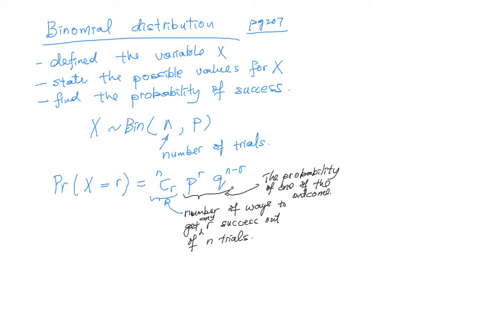Yep. So now if I use my GC, how am I going to use my GC to get this answer? I use binomPDF and PR. Got it?